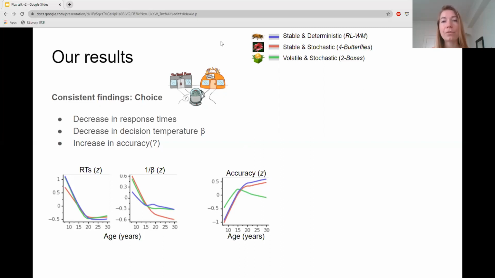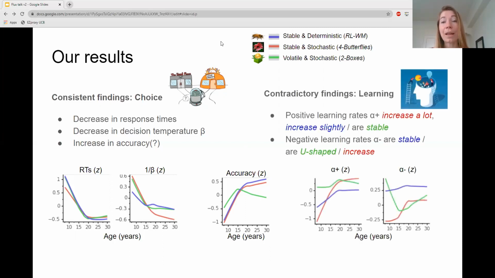Do the same participants really show different learning rates in different tasks? This is exactly what you find. In the same participants, our positive learning rates increase in 2 tasks, but show no change in the third. And our negative learning rates are all over the place, stable for 4 butterfly, U-shaped for 2 boxes, and increasing for RLWM. So this is great news. We replicated both the consistency in choice parameters and the inconsistency in learning parameters.